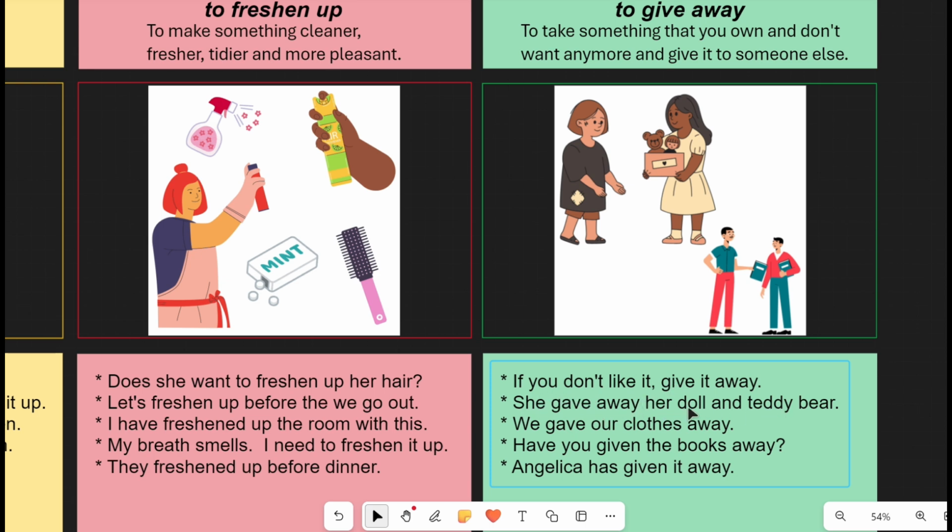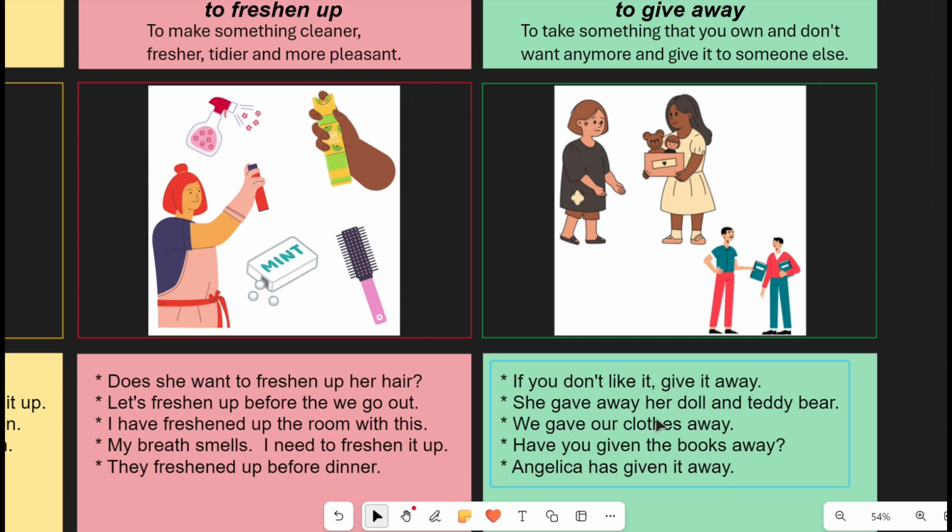She gave away her doll and teddy bear. That's what's happening in this photo, right? Maybe she's got too many toys. Maybe she just likes to share. Maybe she wants this other girl to be just as happy as she has been with these toys, so she doesn't want it anymore, so she gives it to someone else, so maybe they will have a better use of it. She gave away her doll and teddy bear.